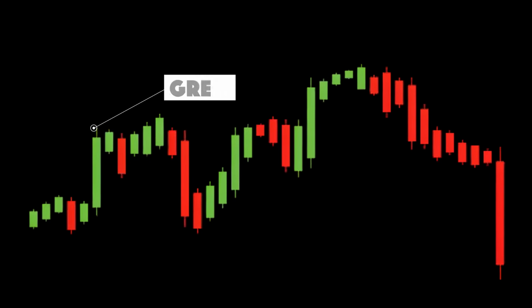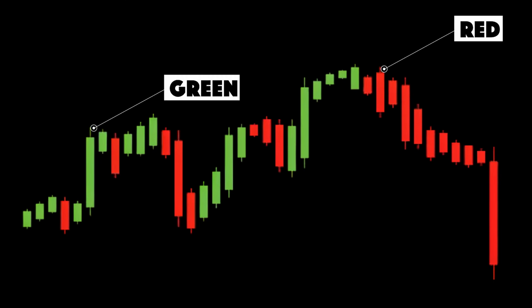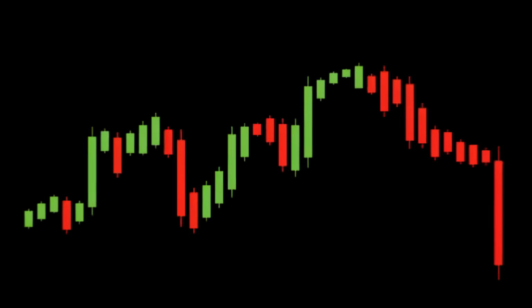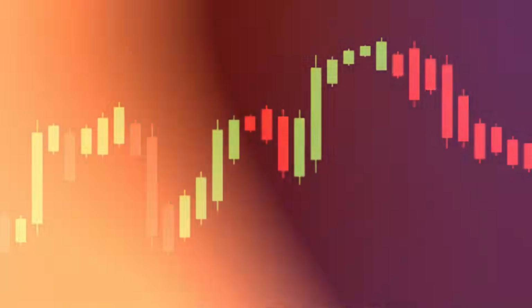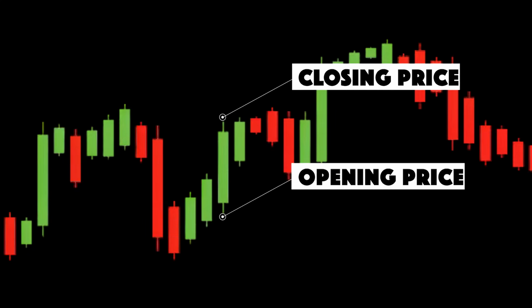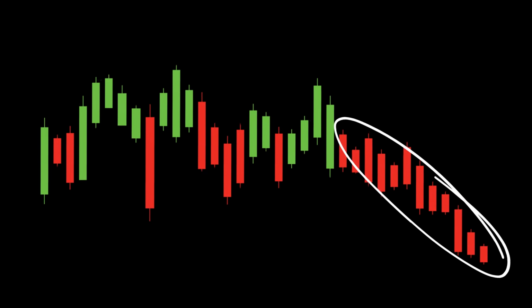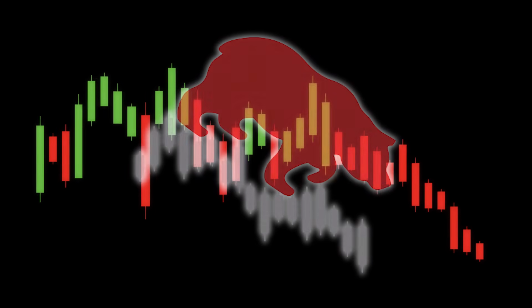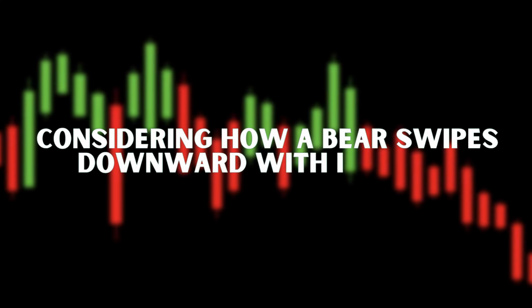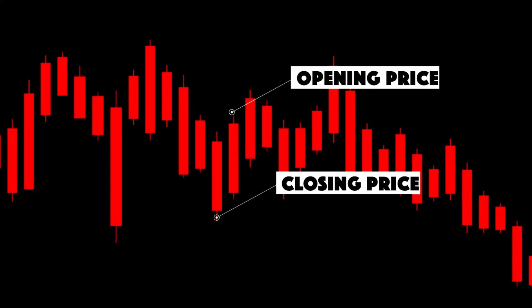Then we have the most important aspect, the color. On a chart, you'll see candles in 2 colors, green and red. When buyers dominate and push the price up, the body appears green. This is called a bullish movement, symbolized like a bull thrusting its horns upward. On a green candle, the bottom of the body is the opening price, while the top is the closing price. Similarly, a candle appears red when sellers take control and drive the price down. A red candle is called bearish, considering how a bear swipes downward with its paws. On a red candle, the top is the opening price, while the bottom is the closing price.